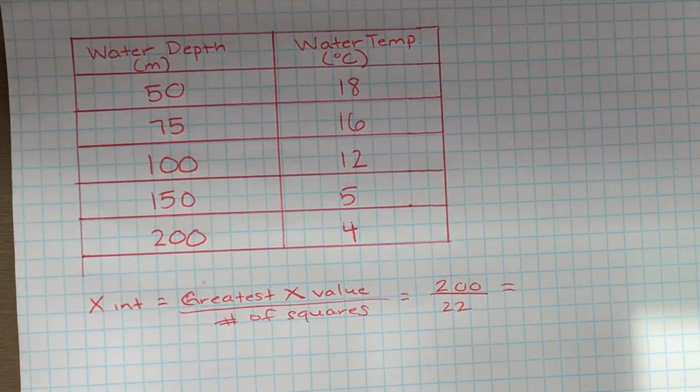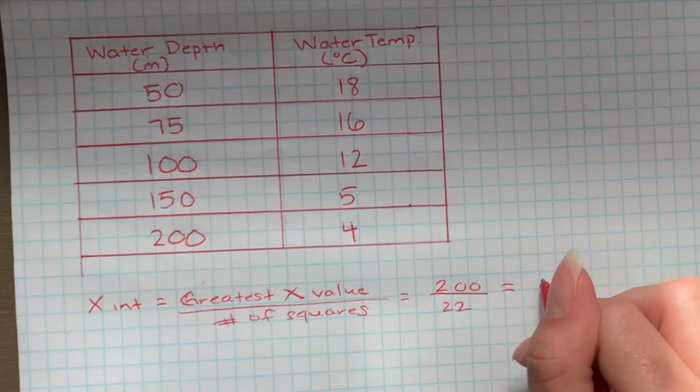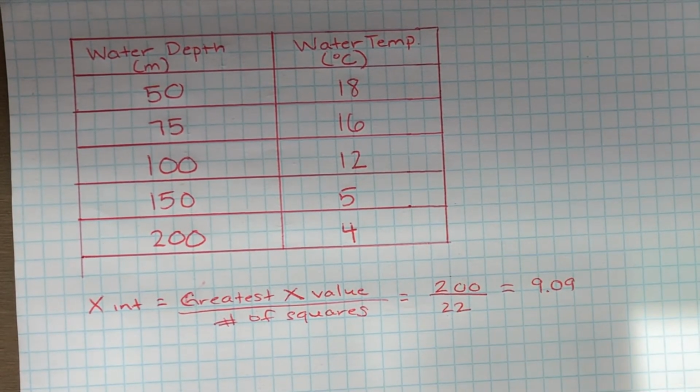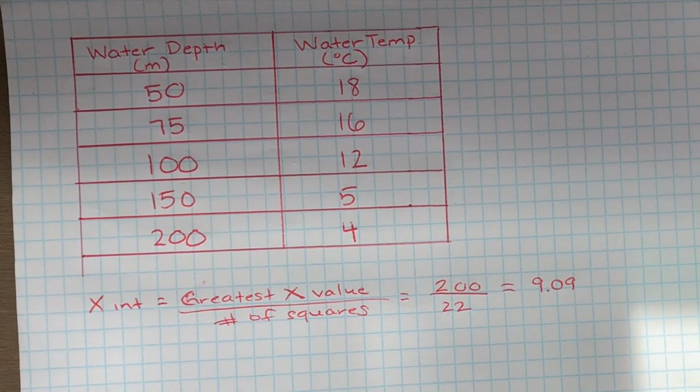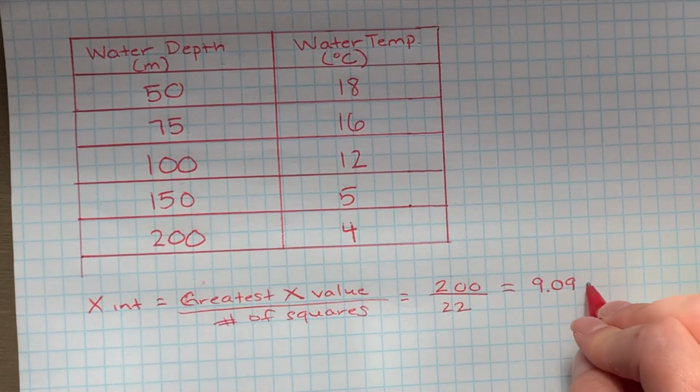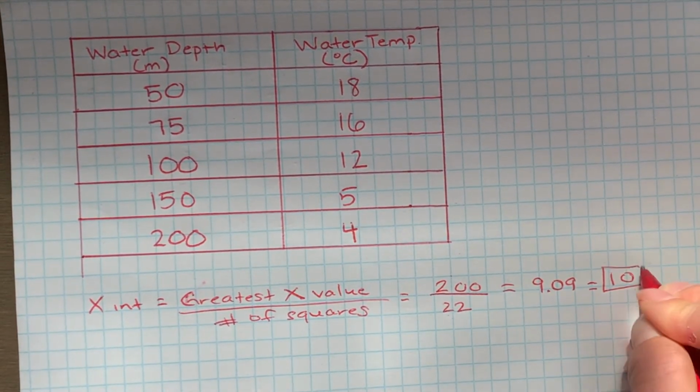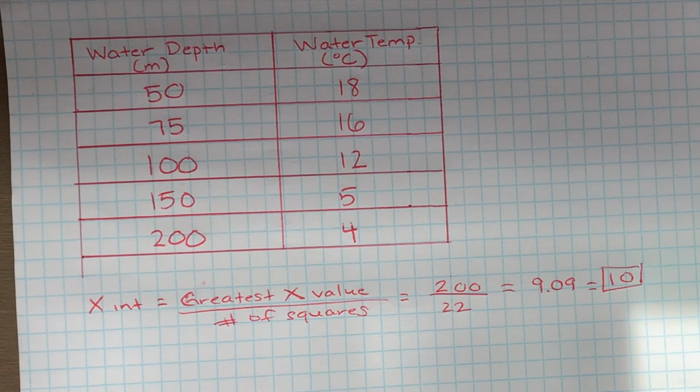We will then simply take our calculator and divide 200 by 22 to get 9.09. Now, remember, we do not want to use a number like 9.09 for our interval. We want to think back to our magic numbers and always round up to the closest magical number. In this case, we are very, very close to 10. So the interval that we are going to use on that axis is 10.